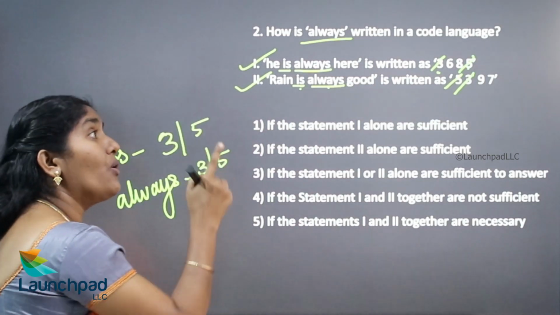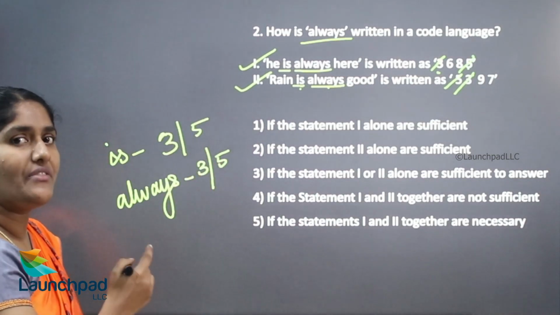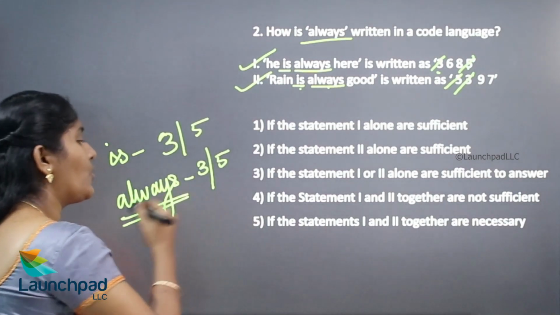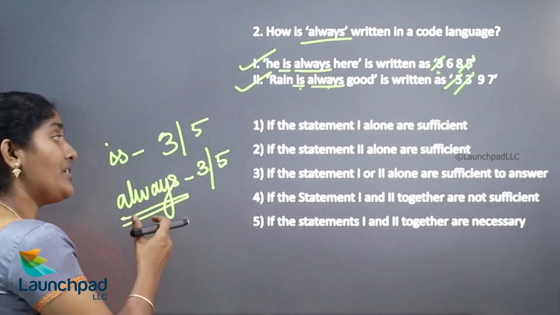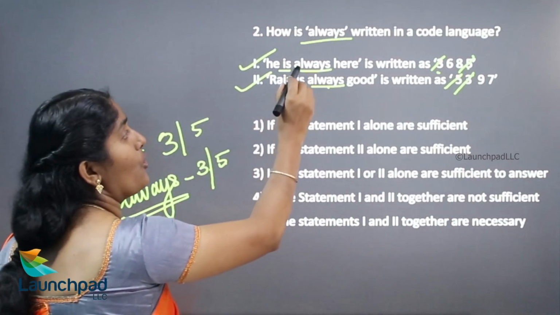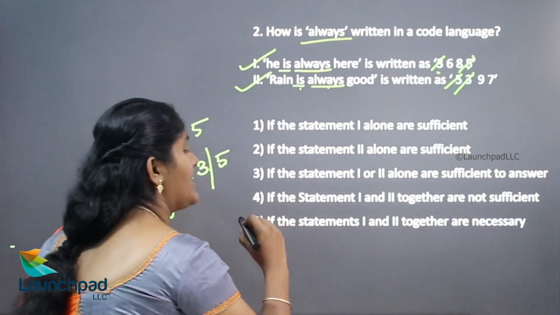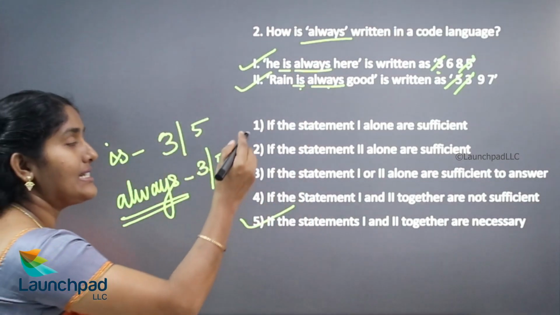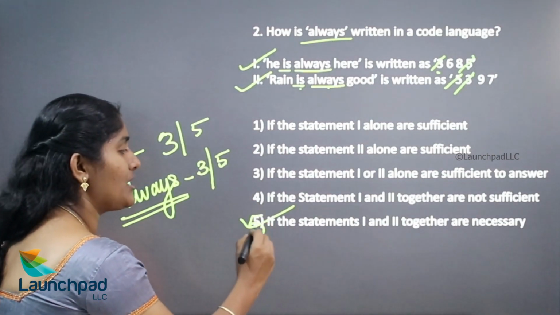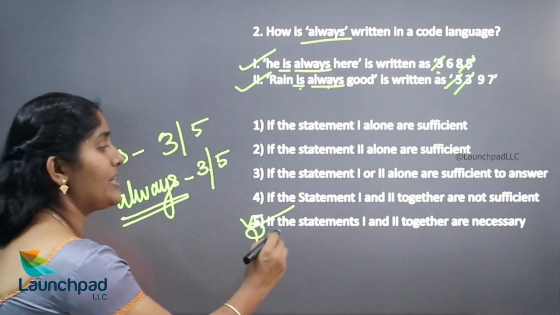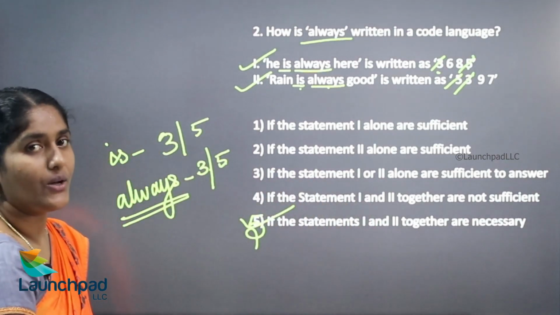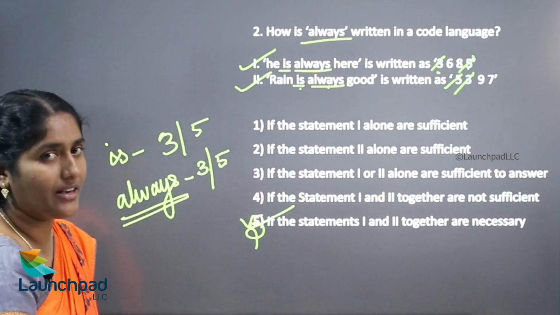Only by comparing both the statements can we say the answer for "always". What is the code for "always"? Either we can use 3 or 5. So combining both the statements together, we get the answer. So the answer for this question is the fifth option, if statements 1 and 2 together are necessary. Okay, we'll move on to the next question.